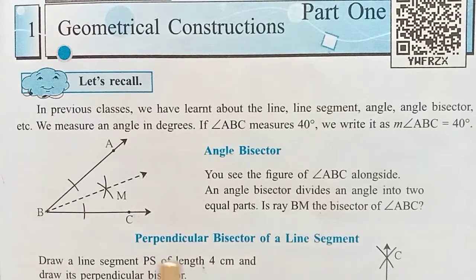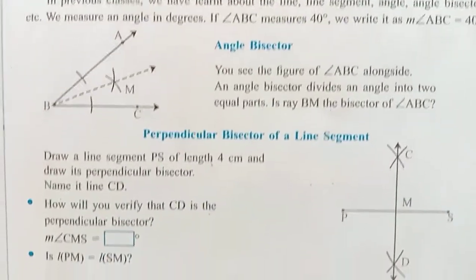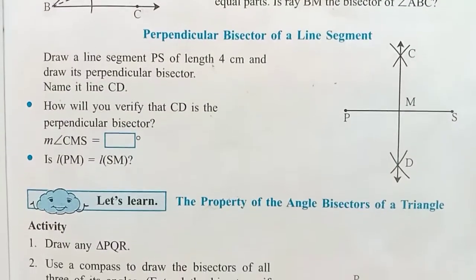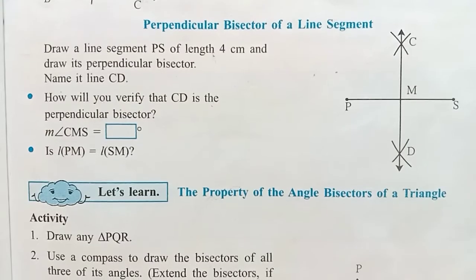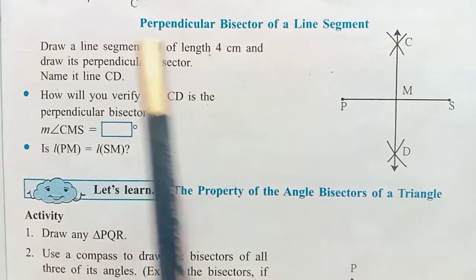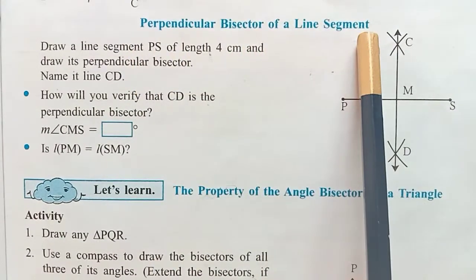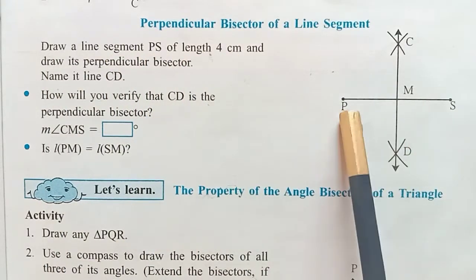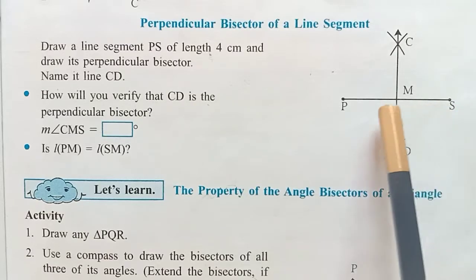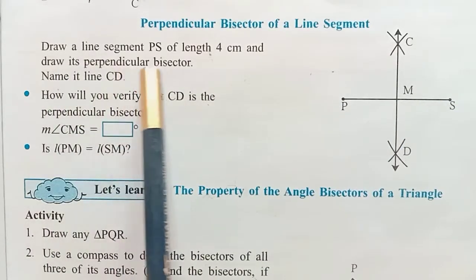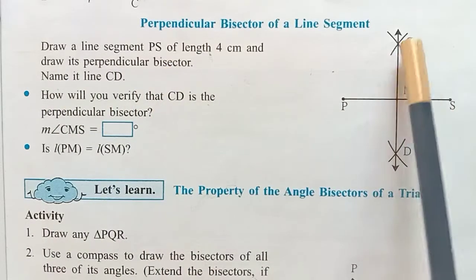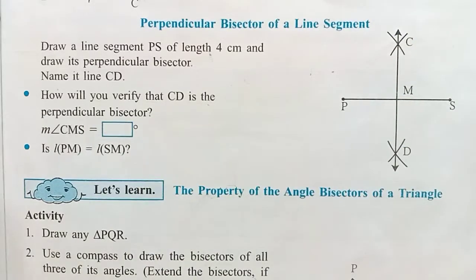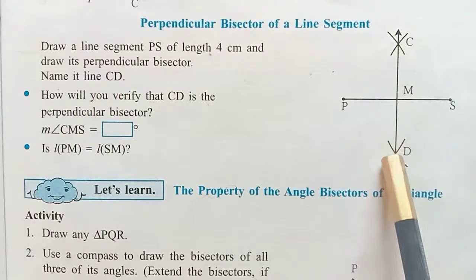Now let's study the perpendicular bisector of a line segment. Draw a line segment PS of length 4 cm. This is the line segment PS, which is 4 cm. And draw its perpendicular bisector. This is the perpendicular bisector. Name it line CD.